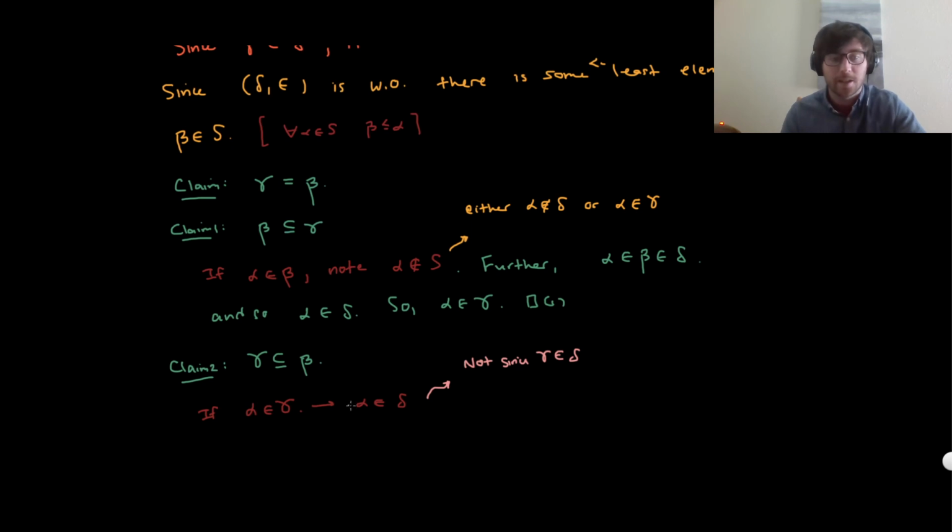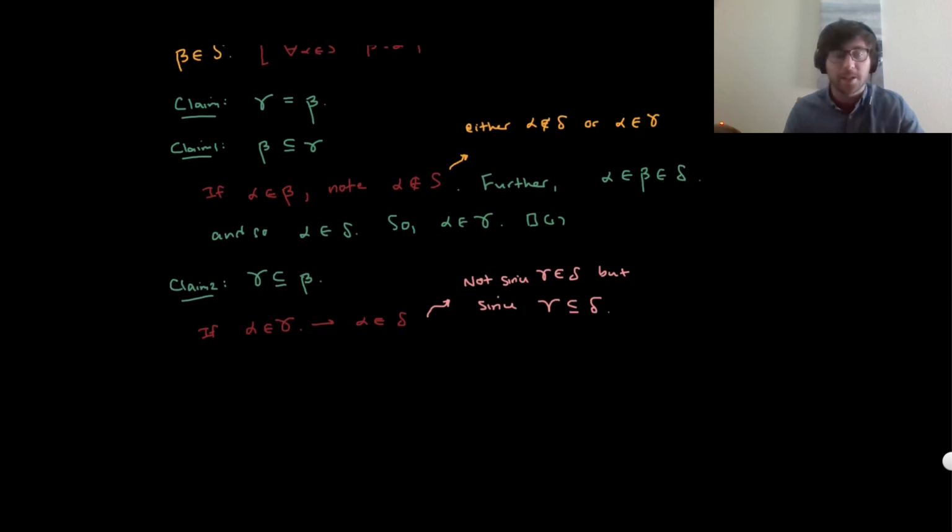Since gamma is a subset of delta, we have some element alpha in gamma, and it has to be in delta. Well, what else do we know? By definition of beta, beta is also going to be in gamma.